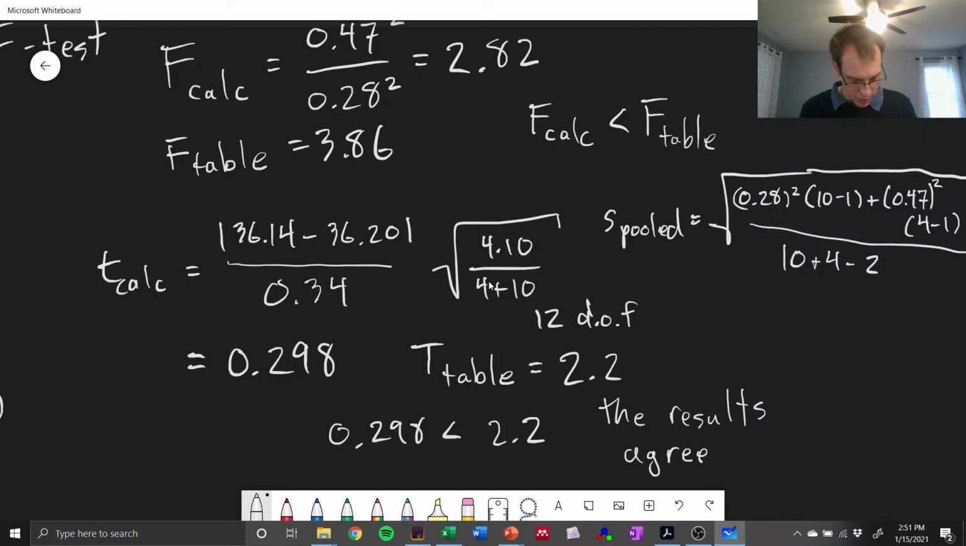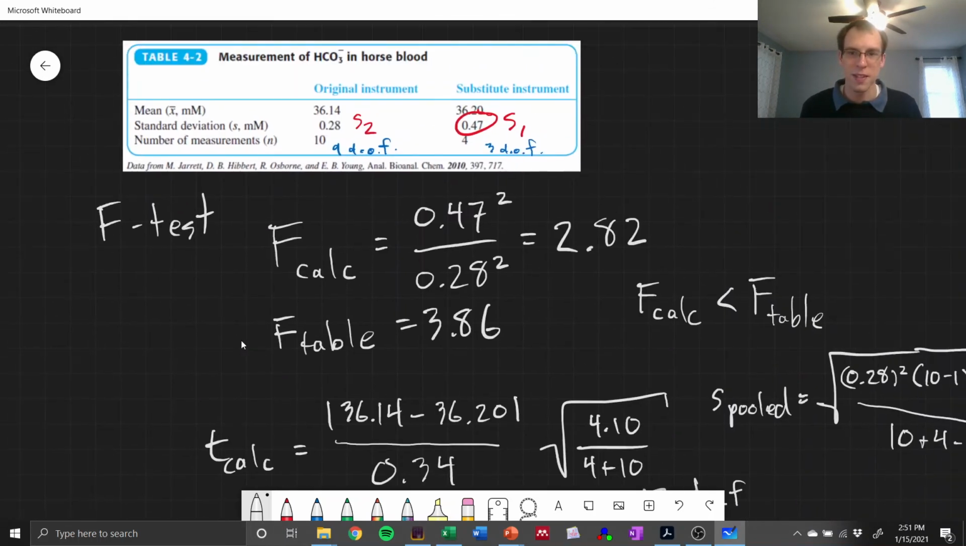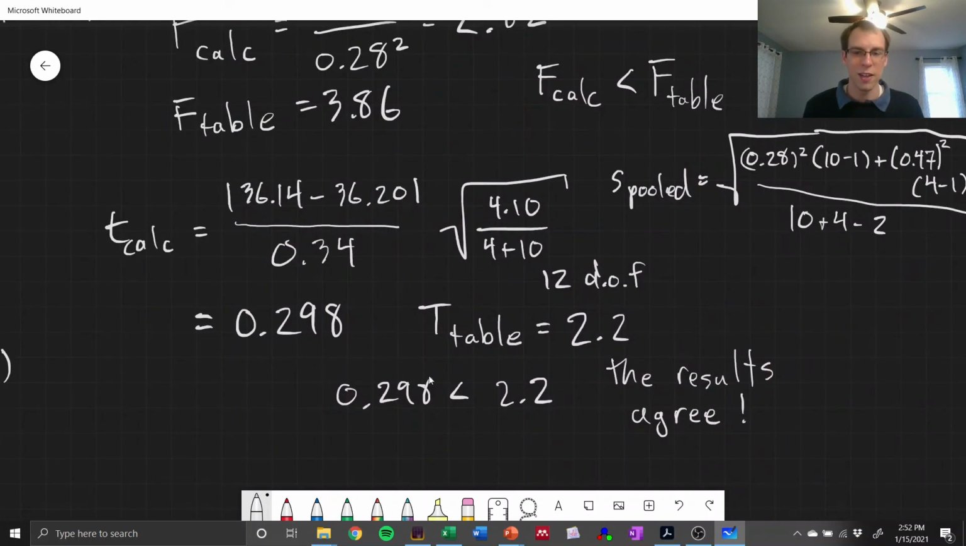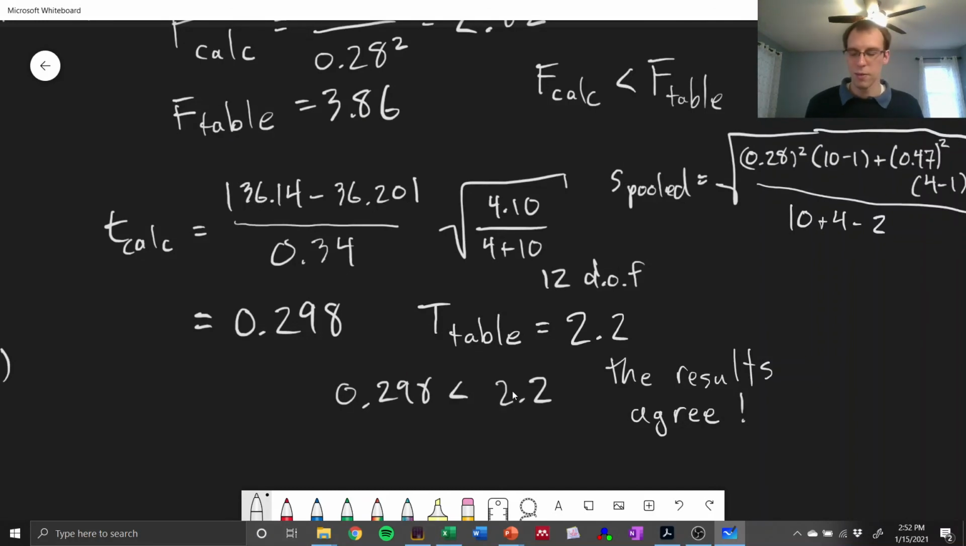Now, let's go back and look at the original data to make sure that makes sense. These values are very close to each other, 36.14, 36.20. So it seems very likely that they would agree with each other, especially when you consider the difference in the values is smaller than either standard deviation. It's no surprise that t-calc is quite small in this case. It's about an order of magnitude smaller than t-table. So it's not even really in question that these agree with each other. But I just wanted to walk through the exact steps that you would take.